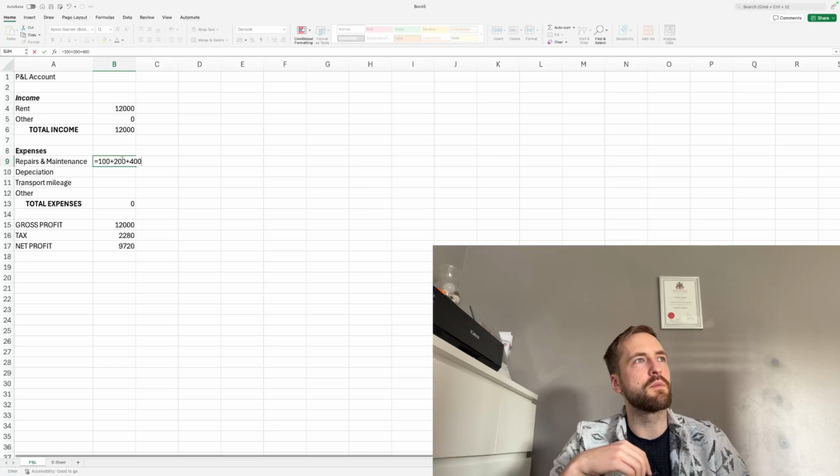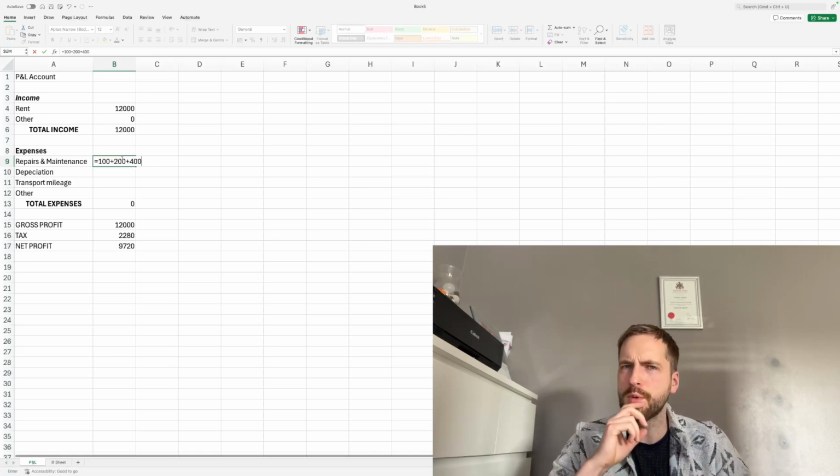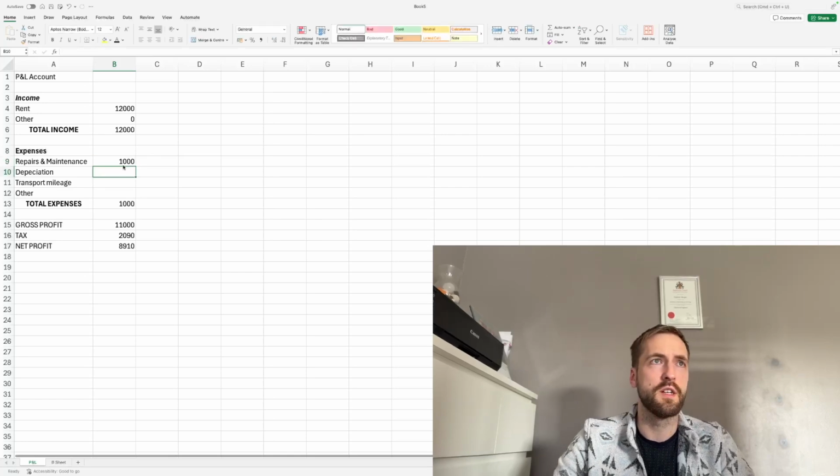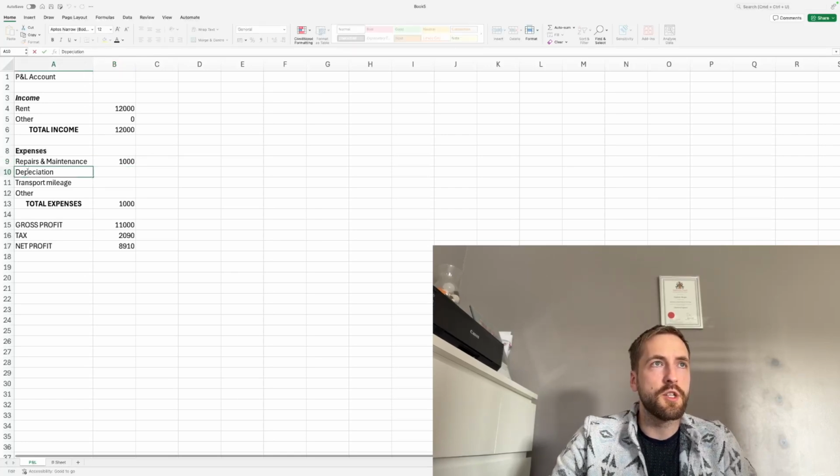And you just have a think about what else have I spent money on. Maybe it was unoccupied. The property was unoccupied for a month, and during that month there was £300 of bills that I had to pay. So you add that in as well as an expense. So that's £1,000. This should say depreciation.